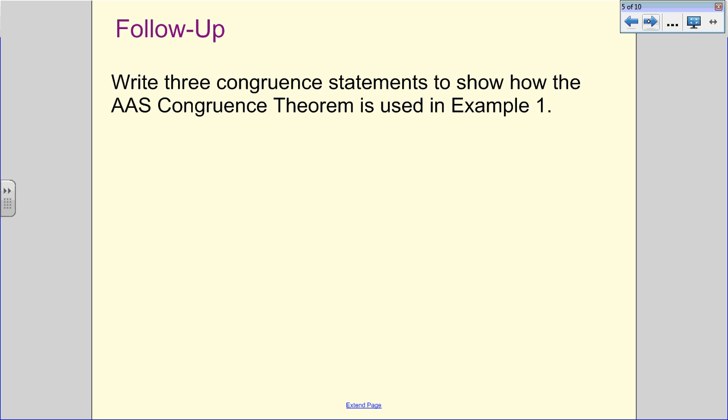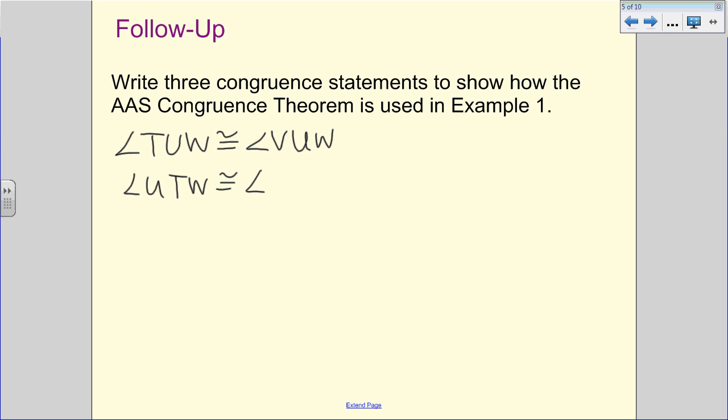All right, so what we want to do now is write the three congruency statements that show how the angle, angle, side theorem was used. So we start with the angles. We had angle TUW was congruent to angle VUW. We then had to have another angle. So we had angle UTW, our right angle, is congruent to angle UVW. And now I want you to finish in class. I want you to tell me what side we used and write its congruency statement. So this we will check in class.